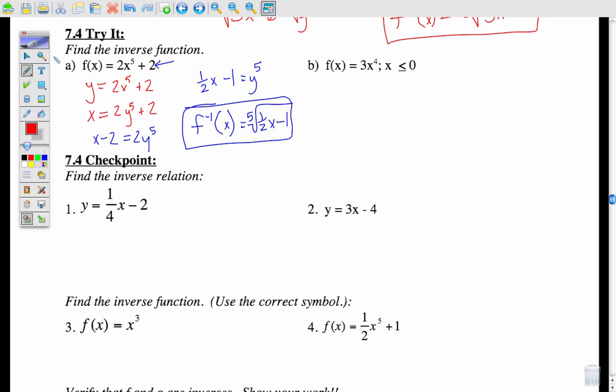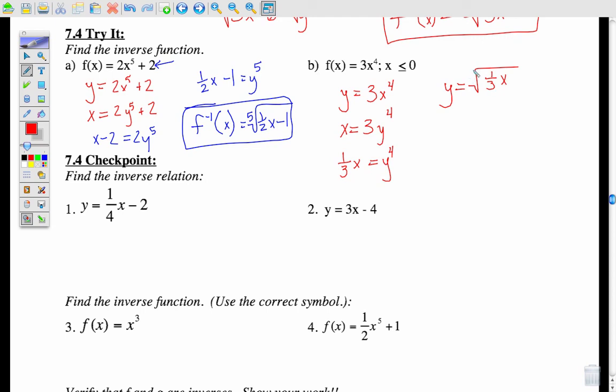Last example I'm going to do, and then I want you to try the checkpoints. Here, I'm going to rewrite it again. y equals 3x to the 4th. I'm going to flip the variables, so I get x equals 3y to the 4th. I'm going to divide by 3 first. I'm going to write this as 1/3 x equals y to the 4th, and you take the 4th root of both sides. So you end up with y equals the 4th root of 1/3 x.